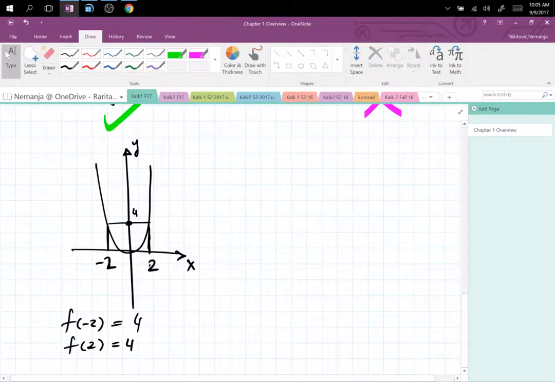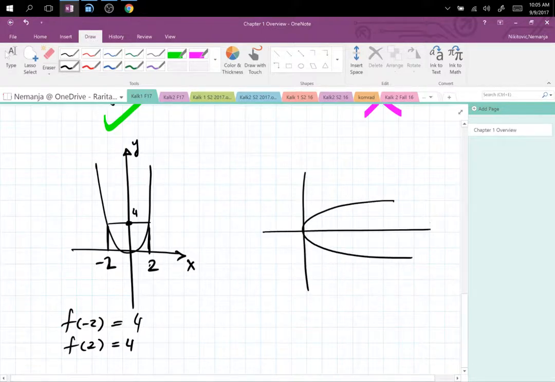What it's not okay to have is the sideways parabola, because that one, on a single x, let's say 4, will produce positive 2 and negative 2. So this is not a function.